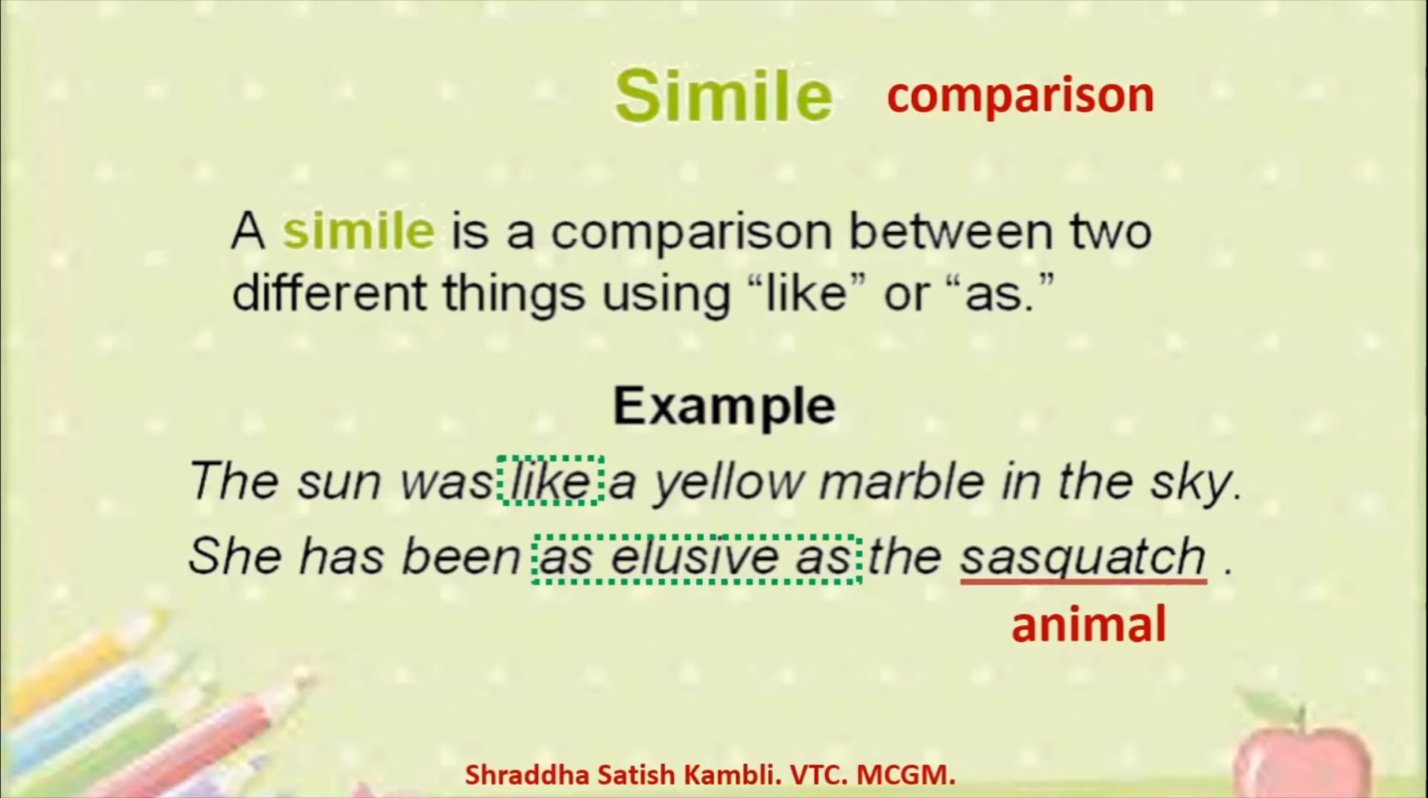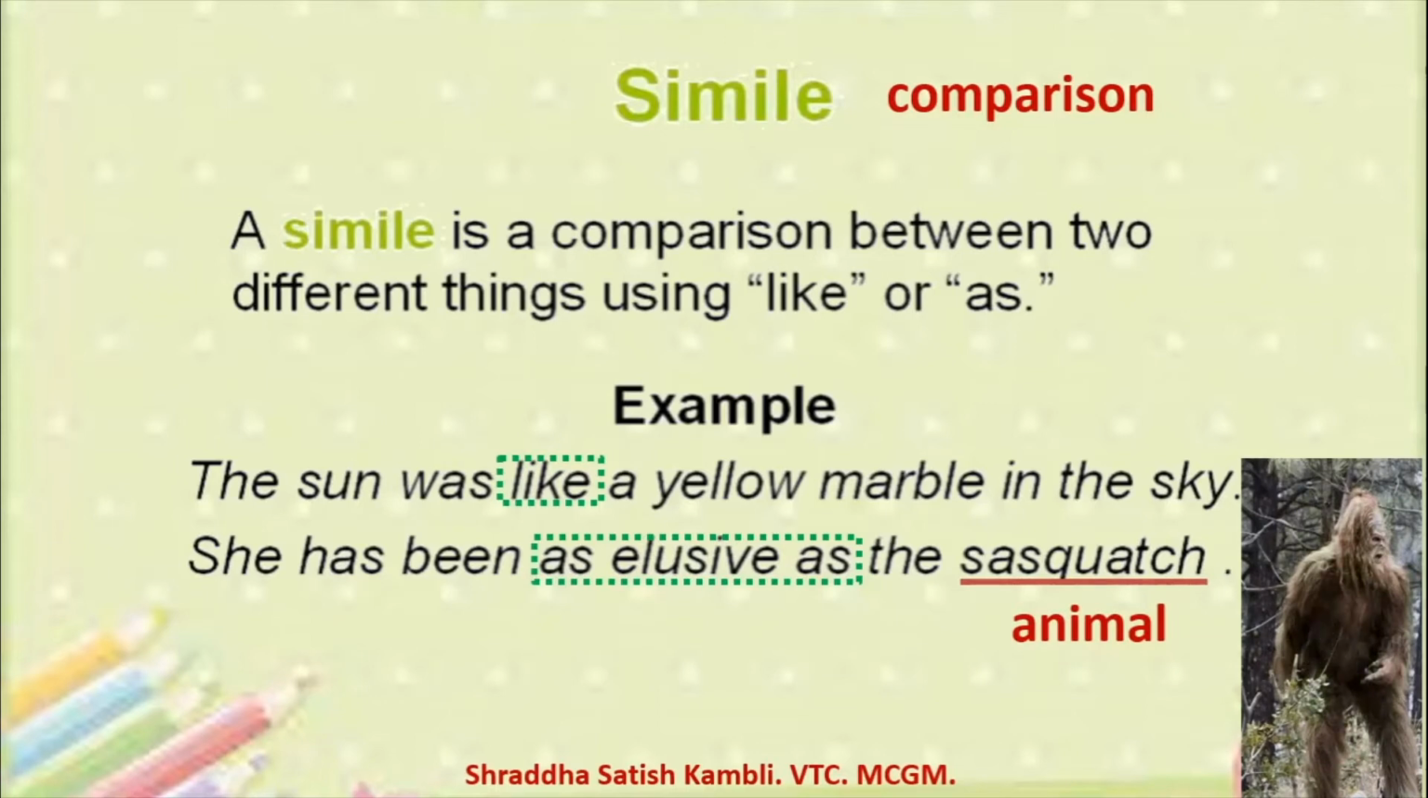So this lady has been compared to a Sasquatch, which is an animal which looks like an ape. See here, an ape-like animal. Okay, it is the Sasquatch. So now see, what have we done? We have used the word like to compare the sun with the marble. We have used the word as to compare her with an animal which is elusive. So that is why simile means what? It is just comparison between two things using the words like or as.